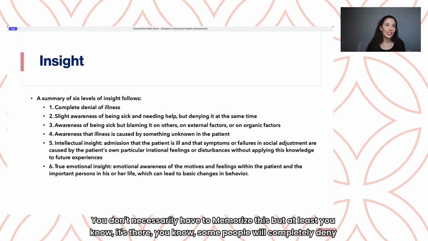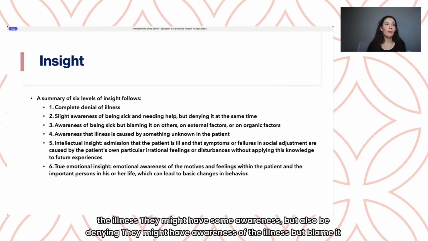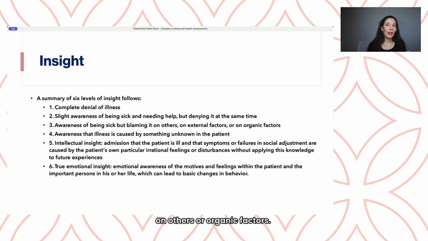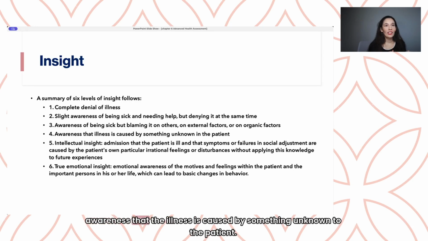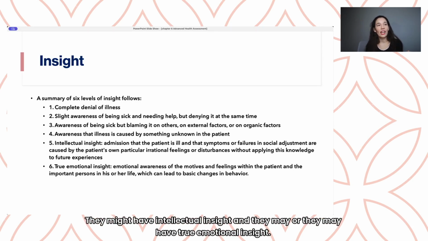Some people will completely deny the illness. They might have some awareness, but also be denying. They might have awareness of the illness, but blame it on others or organic factors. They're not really taking accountability for maybe their part or their mismanagement. Awareness that the illness is caused by something unknown to the patient. They might have intellectual insight, and they may have true emotional insight.